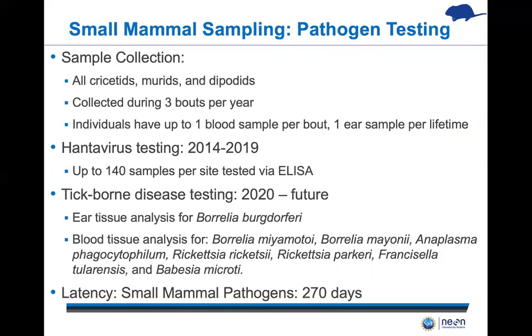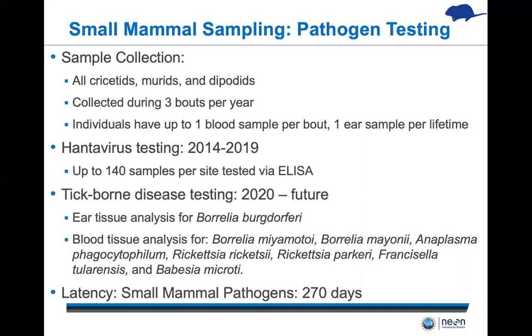So samples are collected from chrysetids, murids, and dipodids, and they're collected during 3 bouts out of the year. And up until recently, we were doing hantavirus testing. So we would test up to 140 blood samples per site for hantaviruses using the ELISA method.